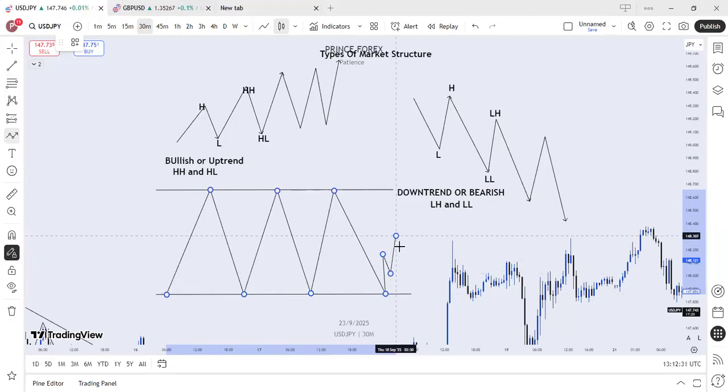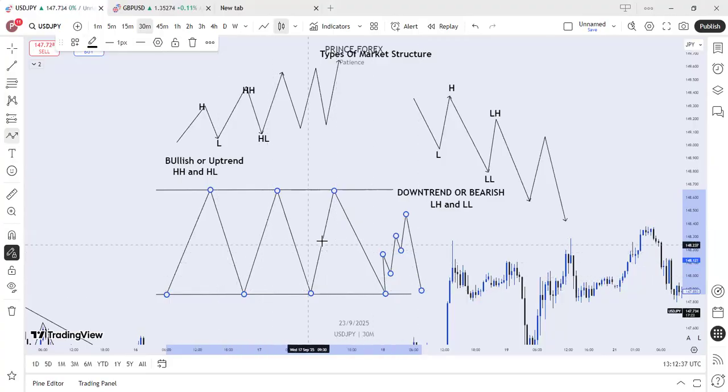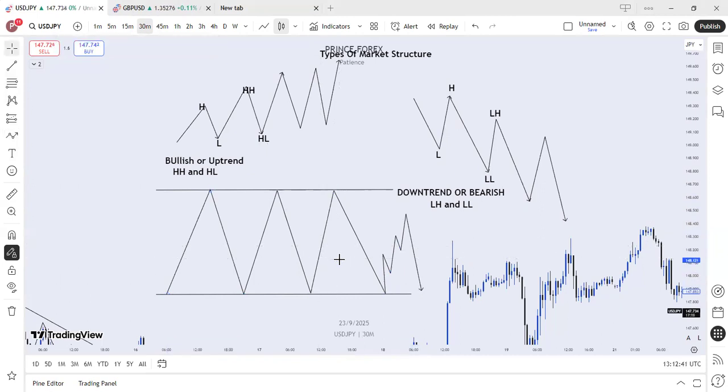The move can be something like this, then come all the way down to the support. So it has no clear direction. It is neither moving to the upside nor the downside, right? And most of the time, these are accumulation. That's why we call it accumulation market. There is a lot of liquidity being invested above and below these particular zones. So we don't normally trade these markets. We only trade trending markets, which is the uptrend and the downtrend.